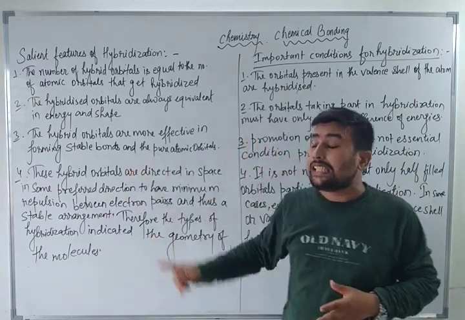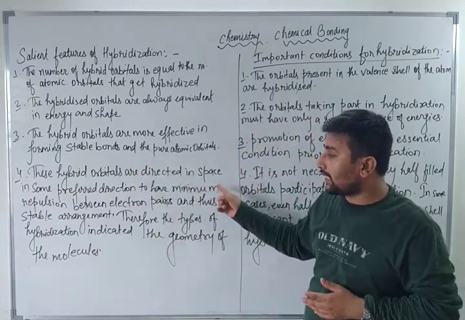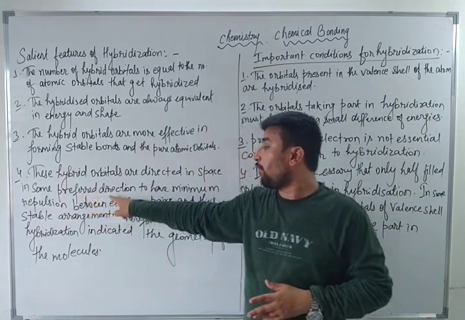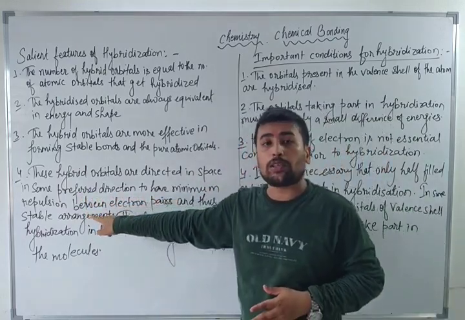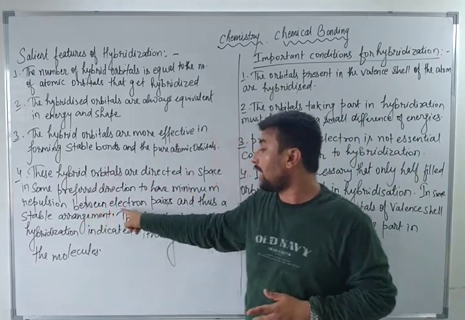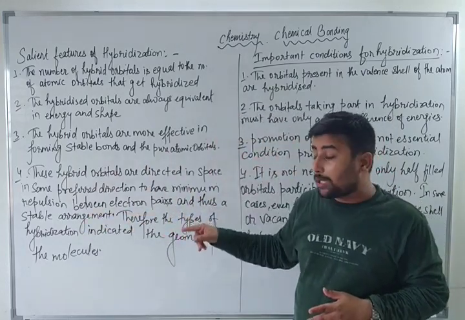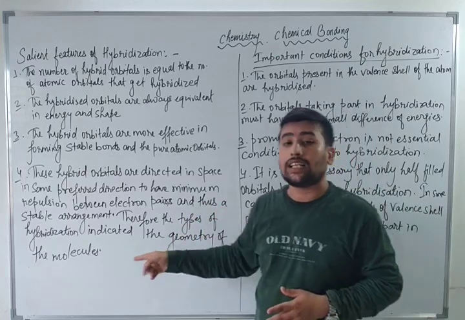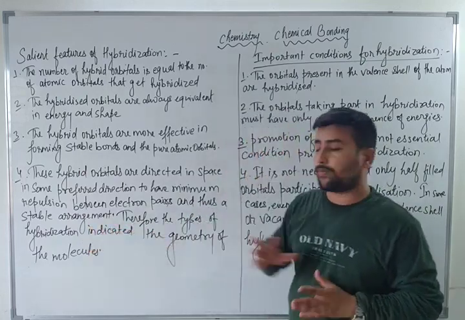Fourth point, these hybrid orbitals are directed in space in some preferred direction to have minimum repulsion between the electron pairs, and thus a stable arrangement.